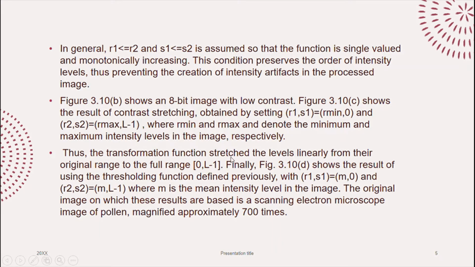Basically the original image has a low set of intensity values. By stretching those intensity levels we can broaden the range of intensity levels. Finally, figure 3.10d shows the result of using the threshold function, which we defined previously, with (r1, s1) as (m, 0) and (r2, s2) as (m, L minus 1), where m is the mean intensity level in the image.